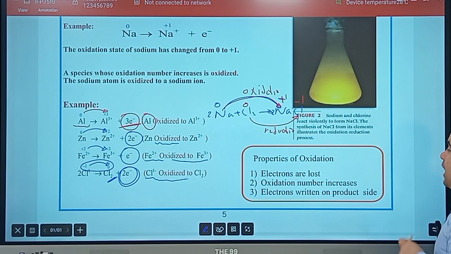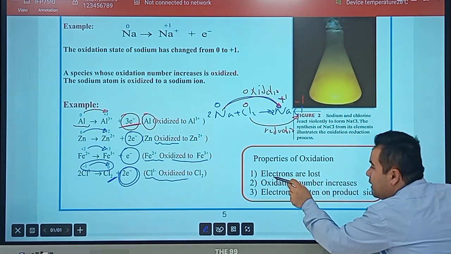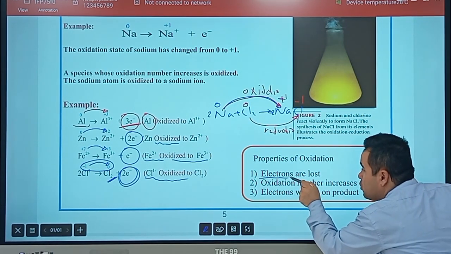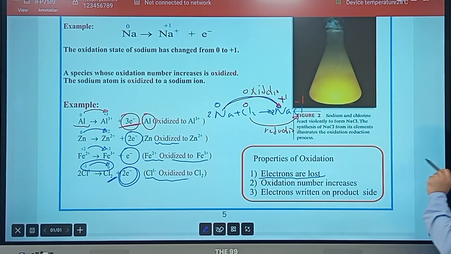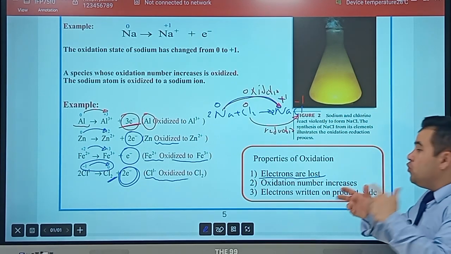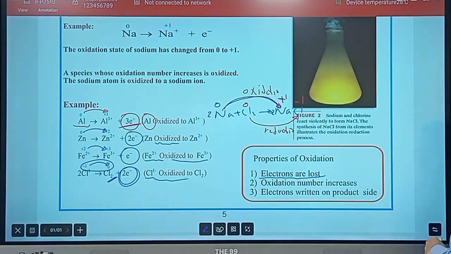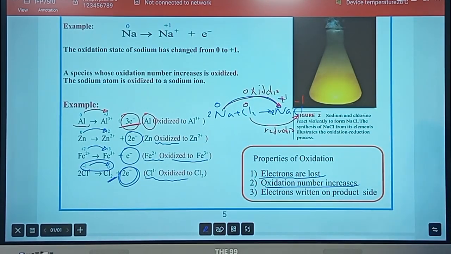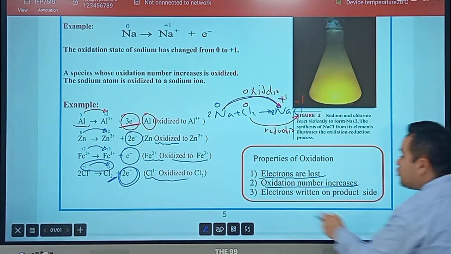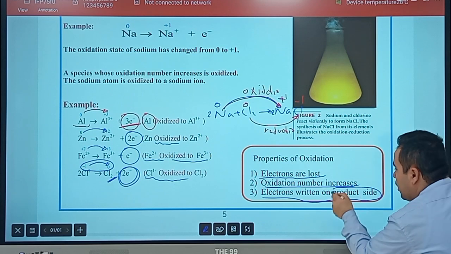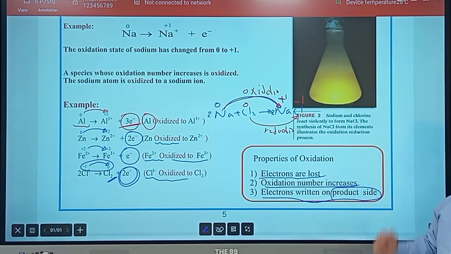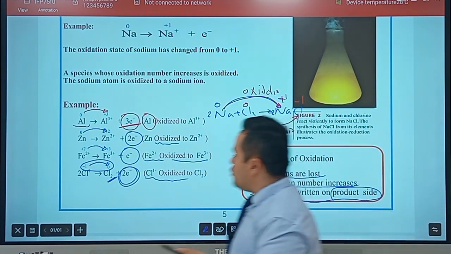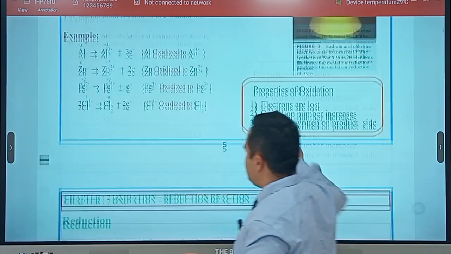Properties of oxidation. We have 3 terms that we can use for oxidation. In oxidation, electrons are lost. The atom is going to lose the electron. The oxidation number increases, and the electrons are always written in the product side. We have to know these properties of oxidation, guys.